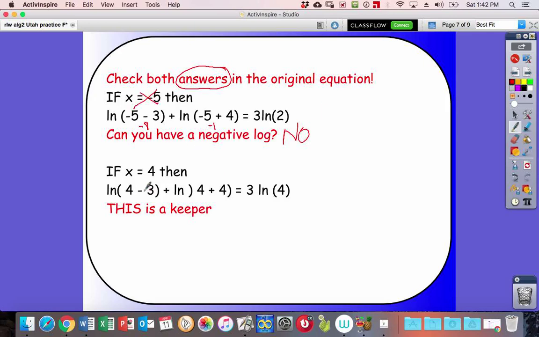Let's try 4. 4 minus 3 would be a 1. And let's see, it looks like my parentheses sign is messed up. 4 plus 4 is equal to 8. I'm going to be okay. This is a keeper. I'm going to say x equals 4 is my final answer.